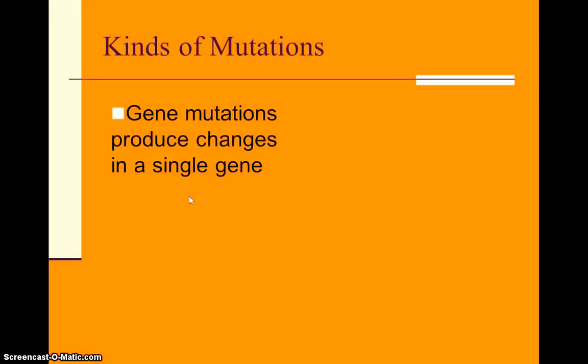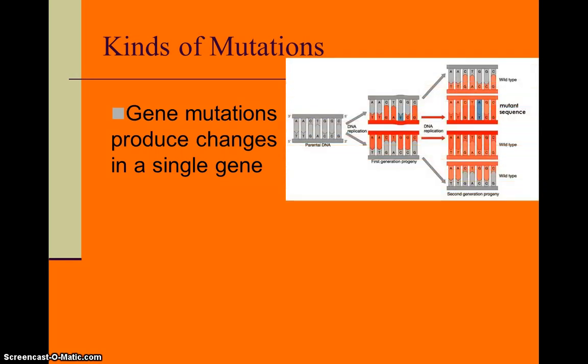There are a couple different kinds of mutations. The first one is a gene mutation, and that produces a change in a single gene. So that would happen here, where this one is changed. It's a mutant sequence. Right there, instead of a T binding to an A, it accidentally gets with a G, and that causes the mutation.